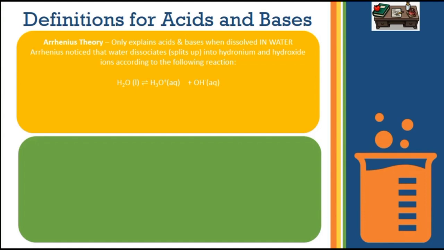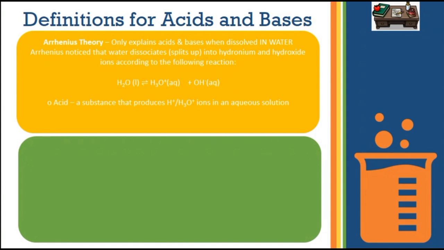In other words, if you take the right-hand side and you add them together, you're going to have H2O, water. You see the H3 on the right-hand side and the H on the other ion, 3 minus 1 will give you 2. And then the plus and minus will knock each other out. That's why we have H2O. So that's how water dissociates. So Arrhenius noticed that water dissociates into the hydronium ion and the hydroxide ions according to that reaction. So he came up with this definition.